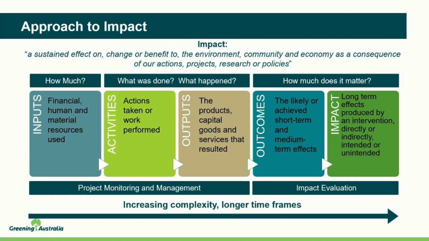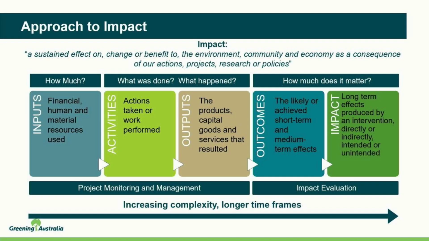On the left-hand side, we start with our inputs. These are the financial, human and material resources that go into projects. And then we move to our activities and our outputs. So this describes what was done and how we did it. And then as we move further along to the right, then we start to see what our outcomes and impacts are. And this tells us more about why this matters in terms of environment, community and economic outcomes.